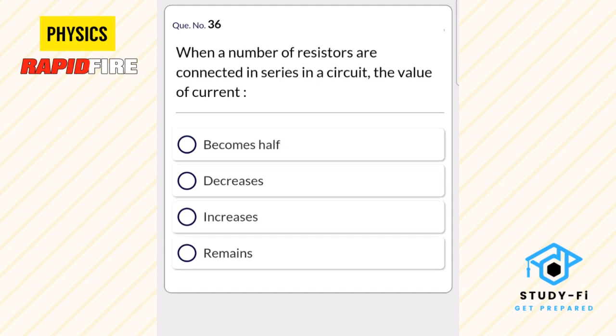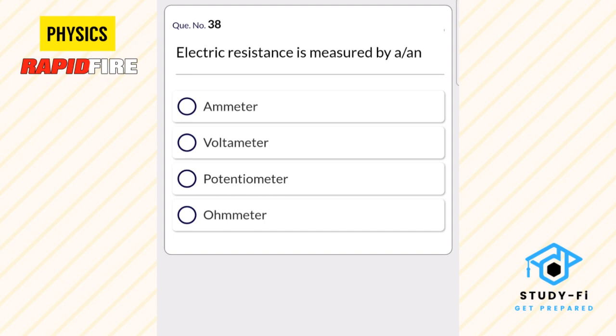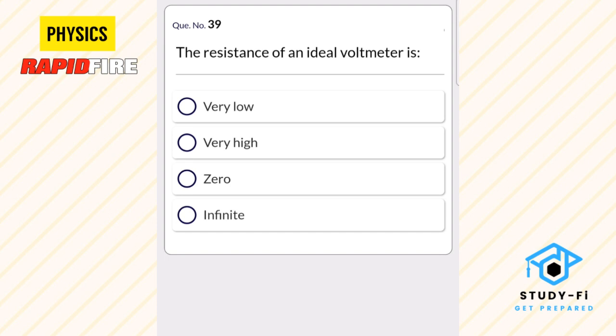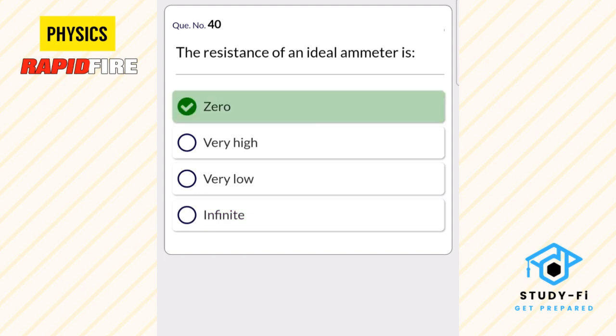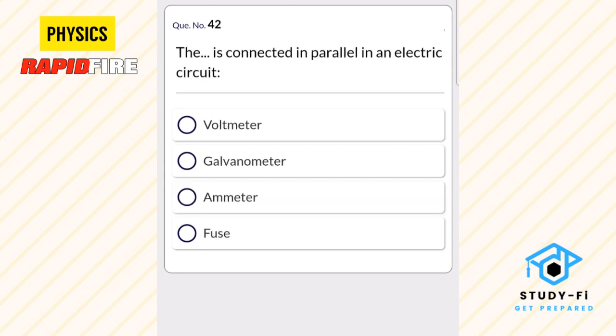When a number of resistors are connected in series in a circuit, the value of current decreases. Which of the following has low resistivity? Nichrome. Electric resistance is measured by a voltmeter. The resistance of an ideal voltmeter is infinite. The resistance of ideal ammeter is 0. Which finger shows the direction of a current in Fleming's left hand rule? Middle finger.